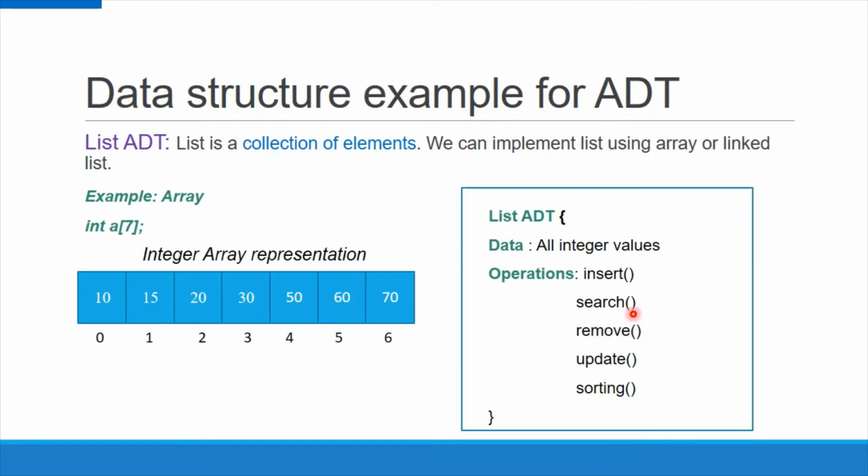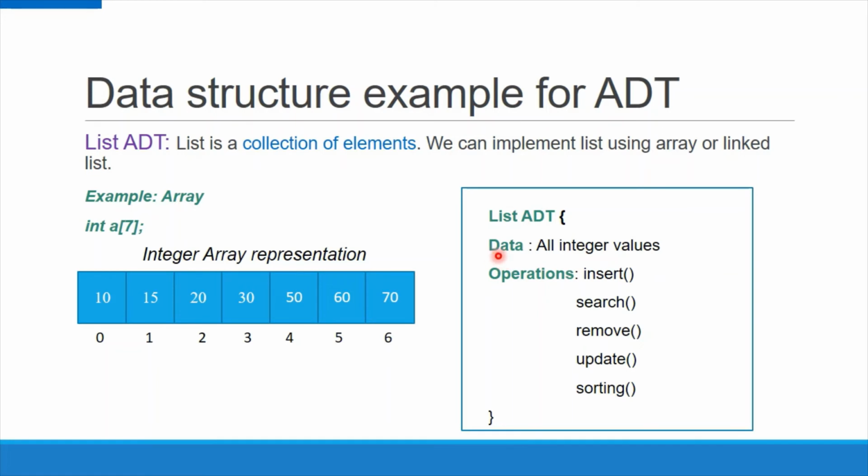You can search for a particular item. You can insert any new item. You can remove, which means you can delete any item. You can update, which means you can modify any item. You can sort, which means you can arrange the list items. So these are nothing but my operations. So these are operations on my list.